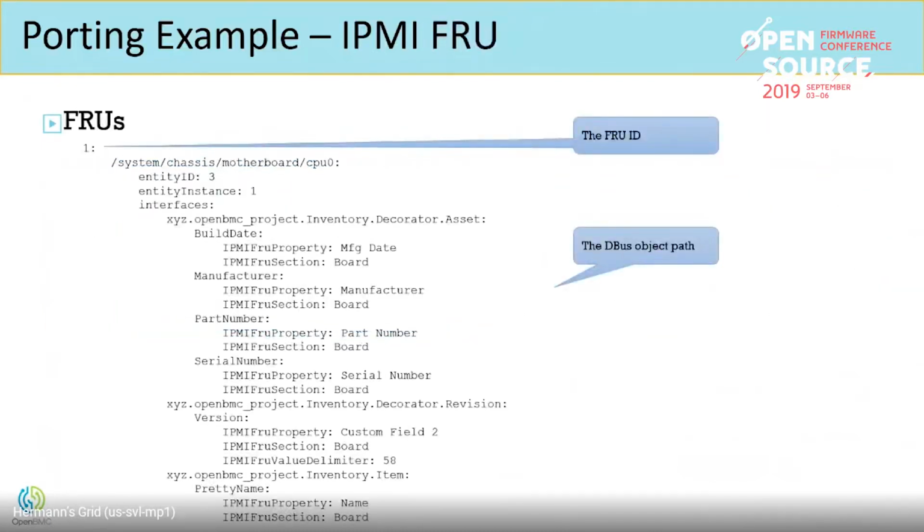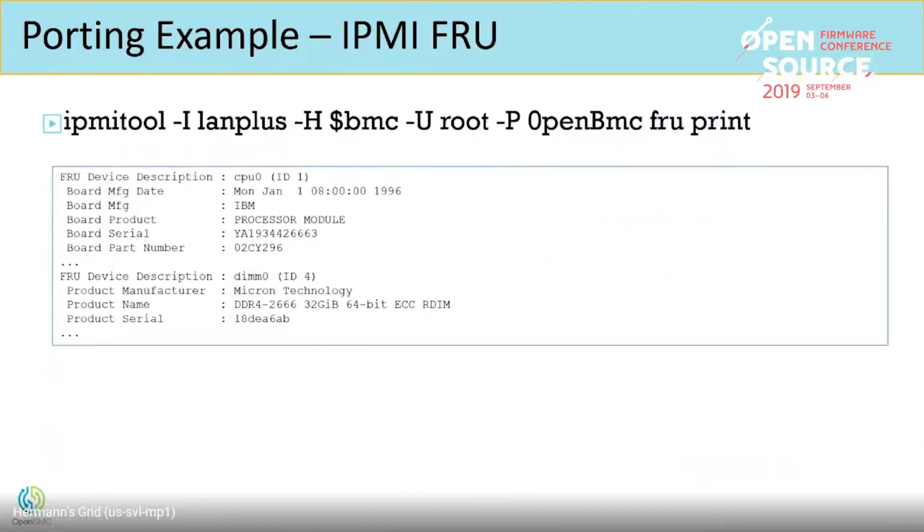Then this is the FRU config. The first one is the same: it's a FRU ID, and this is the dbus object path. Oh, where is the dbus object path? Oh, there. Sorry about that. So this defines the FRU, which should implement these interfaces. When you use IPMI to check a FRU, you see, for example, the CPU will have the manufacture date, the product name, the serial, and the part number. And if it's a DIMM, it should have the manufacturer, the name, and the serial.